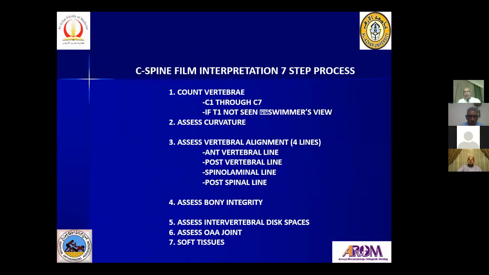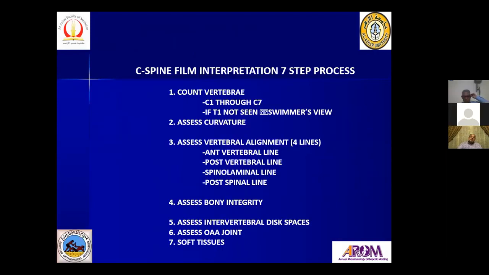This is a spinal film and how to read it. Counting the vertebrae is very important. Assess the curvature, very important. Assess the vertebral alignment, very important, using four lines. Assess the bony integrity. Assess the intervertebral disc space. Assess the joints and soft tissues.